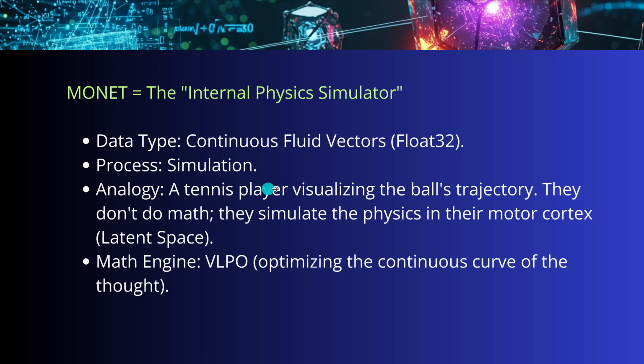What is the analogy? I thought, imagine a tennis player visualizing now the ball trajectory. So they don't do the mathematical calculation like a calculator, like an external tool, like a Python environment or C++. The tennis player just imagines in his or her brain to simulate the physics in their motor cortex, but this motor cortex is nothing else than the latent space of money. And the math engine is then a new policy optimization, and it is optimizing the continuous curve of the tennis ball or of the virtual thought process.